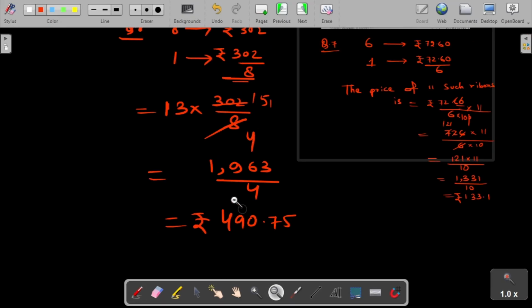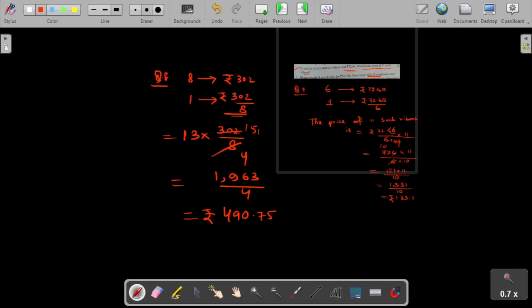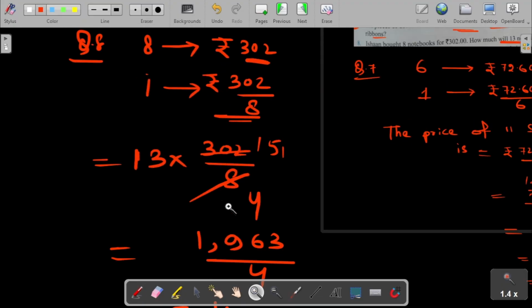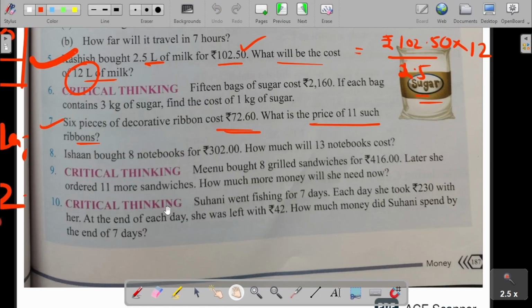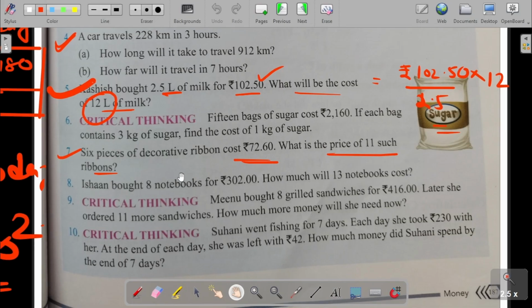So here, if the cost of 8 notebooks is 302 rupees, the cost of one notebook is 302 divided by 8. Now to find it for 13, we multiply by 13. What did we get? 490.75. Okay, so here all the questions are completed.